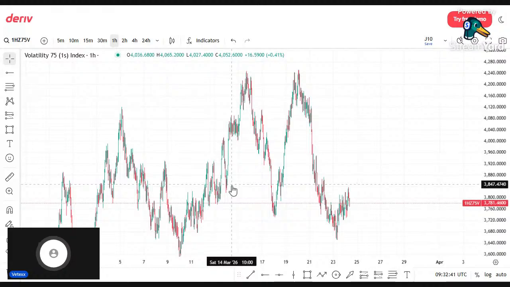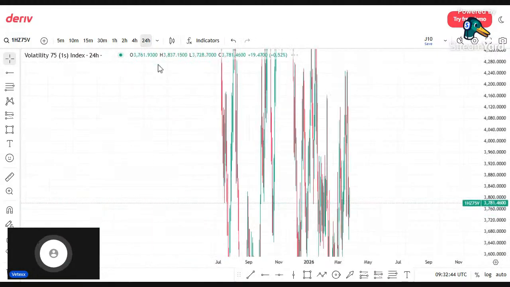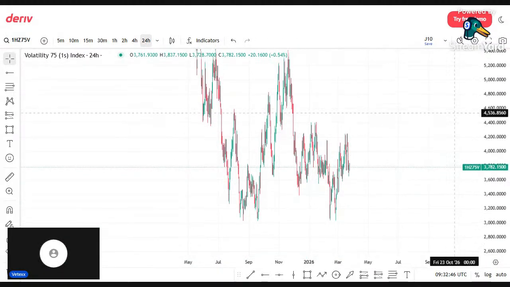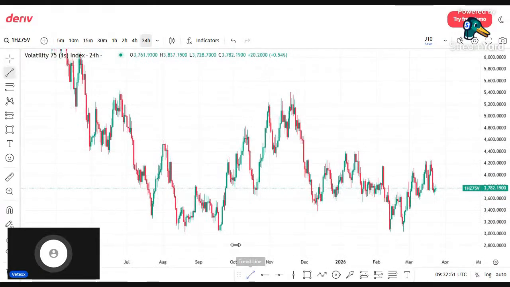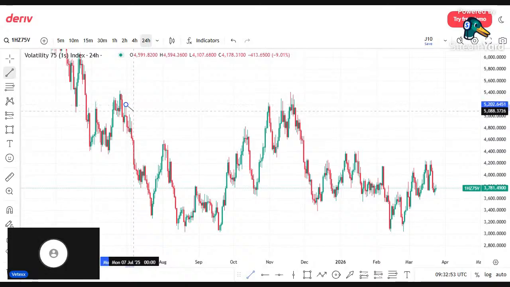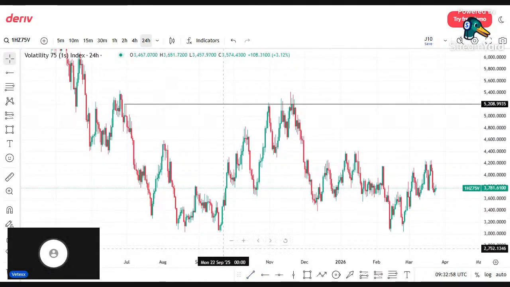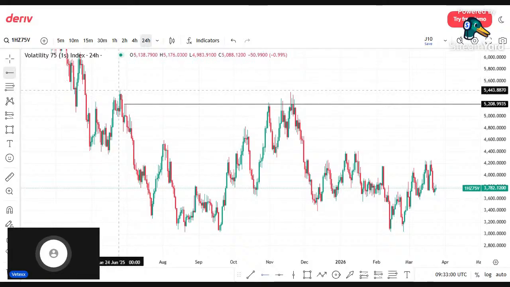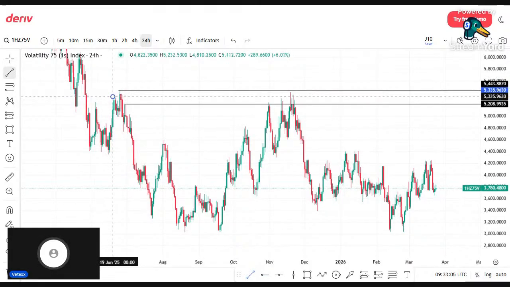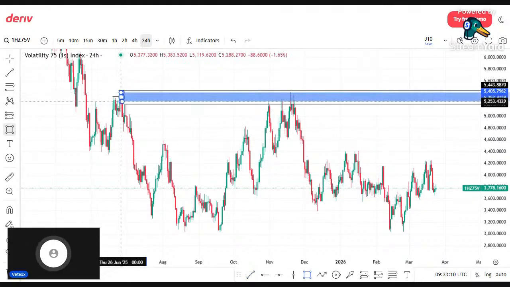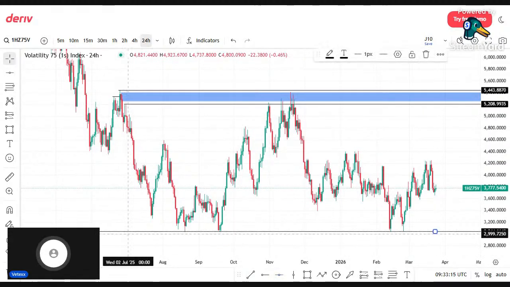What do we have on V75 1 index? Starting from the 24-hour time frame, V75 1 index has been selling. So we have this sweep of liquidity here. We have a sweep of liquidity here. We have a protected high right here. And we have a sweep of liquidity. And this was our point of interest. So this is the starting point, and here is the finish point.